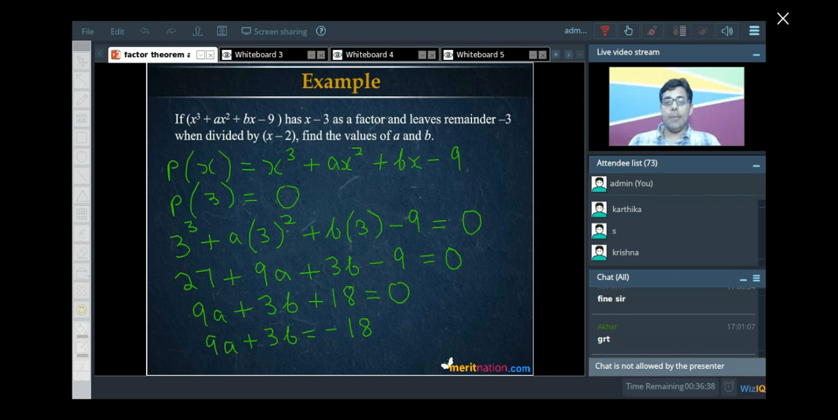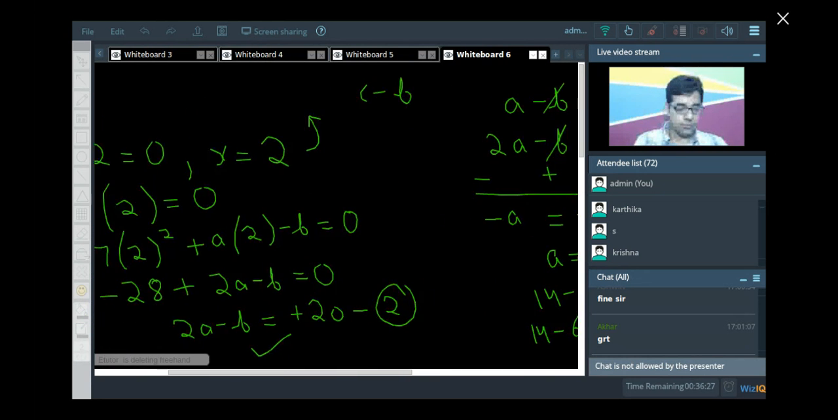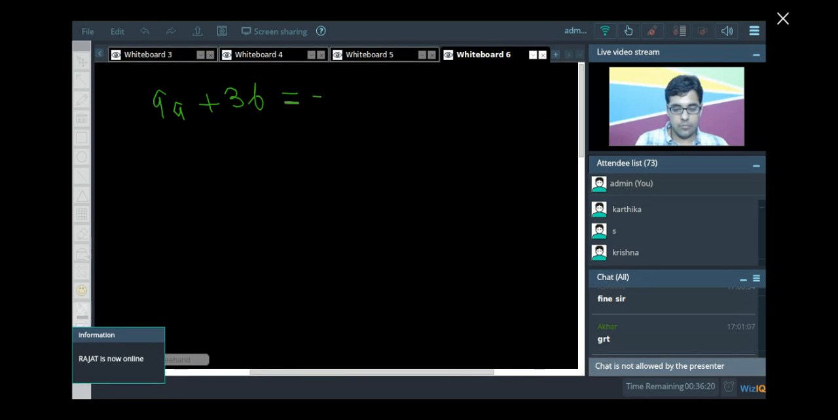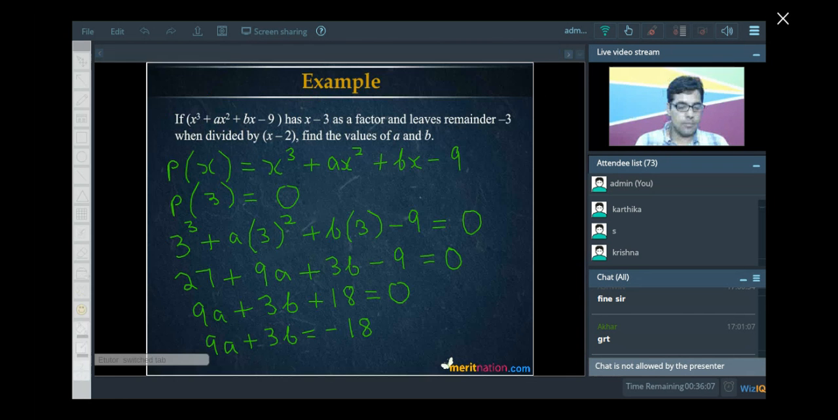From here we will get 9a plus 3b equals minus 18, and then dividing both sides by 3, it would become 3a plus b equals minus 6. That becomes your equation number 1.